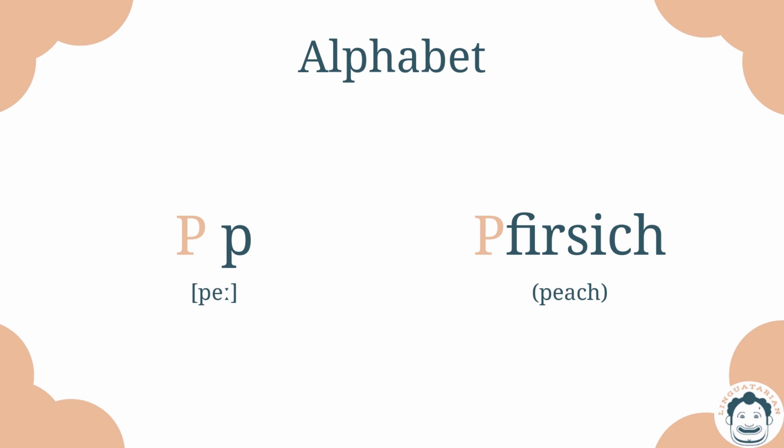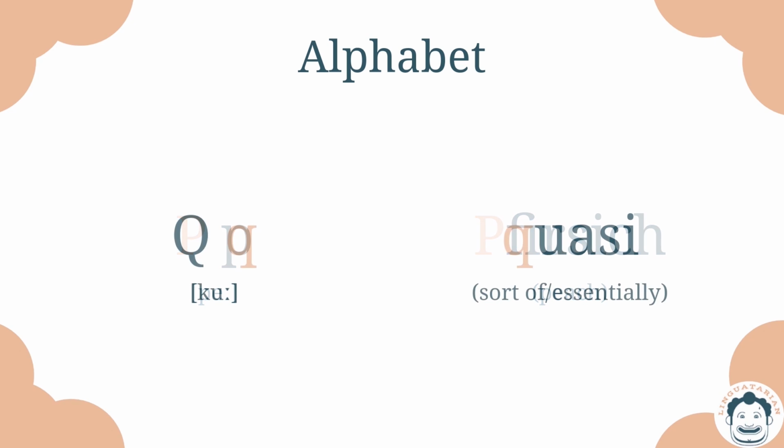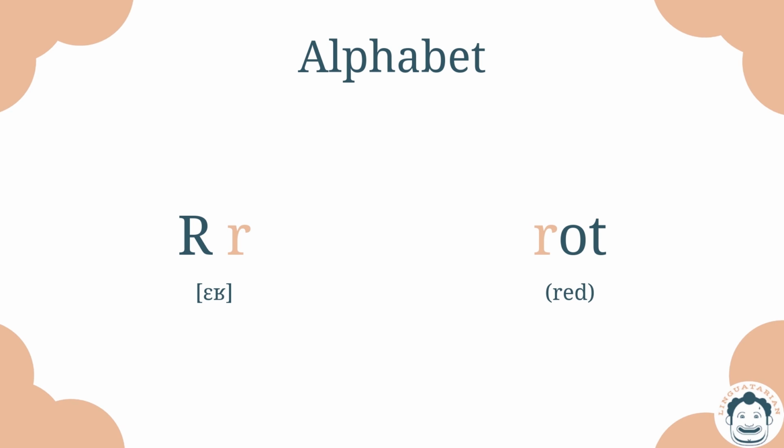Pfirsich, meaning peach. Again, Pfirsich. Then we have Q. Q, as in the word quasi. Quasi.